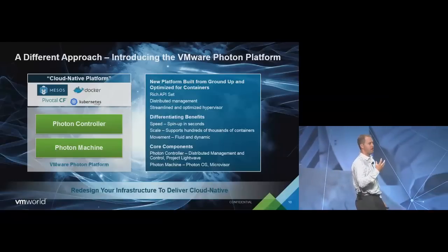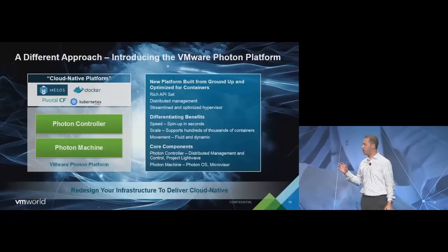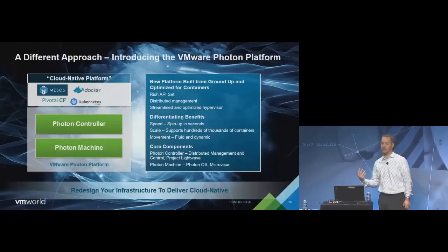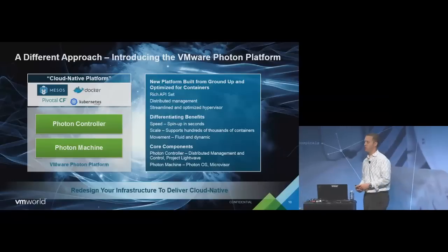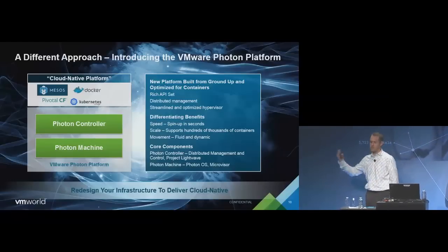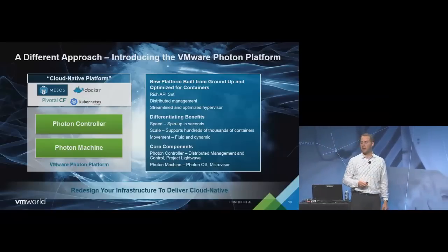It also has a distributed management control plane and management layer, along with a more streamlined and optimized hypervisor that's based off of ESX, what we call the microvisor. Remember, trying to keep things small and light and very dynamic and fluid within this environment, right? So we hit on the big benefits that we were talking about, the speed, the scale, the size, being able to spin up containers in mere seconds. That becomes really, really important in this environment.